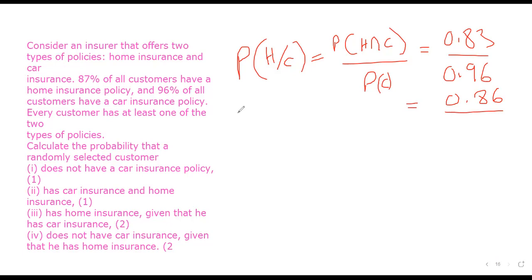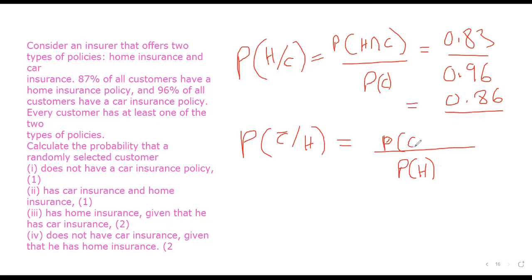Now, this is where I had issues. What is the probability that he does not have car insurance, given that he has home insurance? So the probability he does not have a car insurance, so C complement, given that he has home insurance. What goes down there? It's the probability of H. Then on top, it's C complement intersection H.